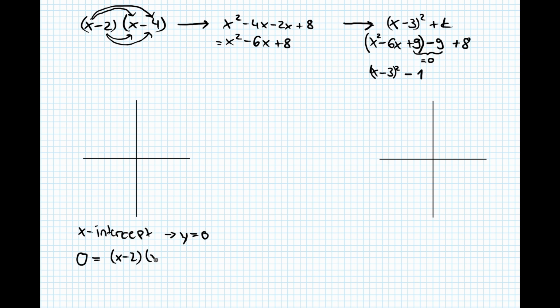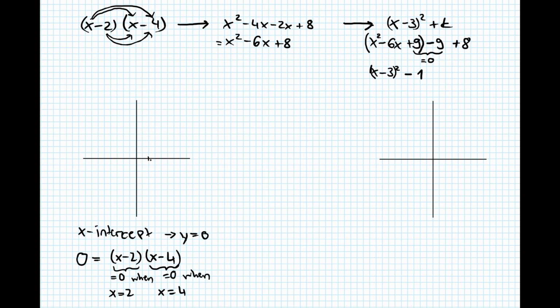Well, when is this expression equal to 0? It's equal to 0 when either the first parentheses is 0 or the second one. The first one is equal to 0 when x is equal to 2, because 2 minus 2 is 0. And this one is equal to 0 when x is equal to 4. So now we know that the x-intercepts are at x equals 2 and x equals 4.